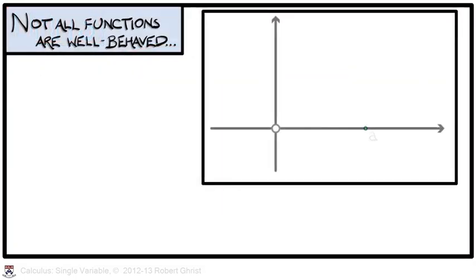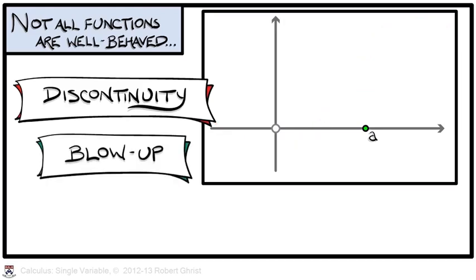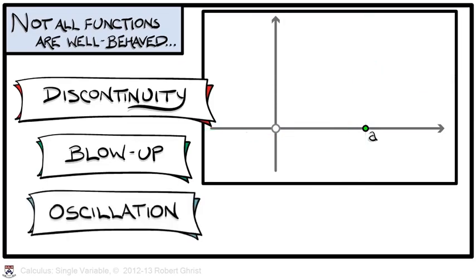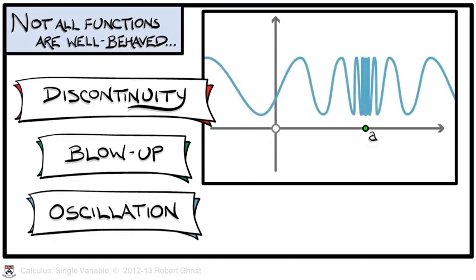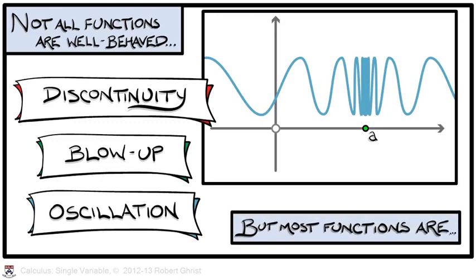To be sure, not all limits exist, and not all functions are well behaved. There are several ways in which things can go wrong. You could have a discontinuity in a function. The limit would not exist at that point. You could have what is called a blow-up. That is, the function goes to infinity as x gets closer and closer to a. Or, worse still, the limit can fail to exist because of an oscillation, where the function oscillates so badly that the limit at a does not exist.